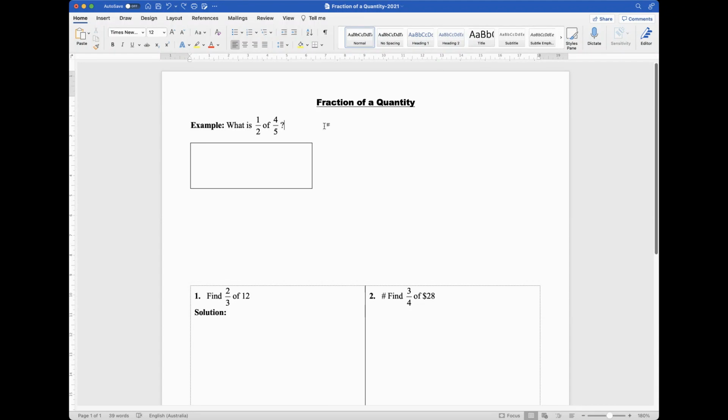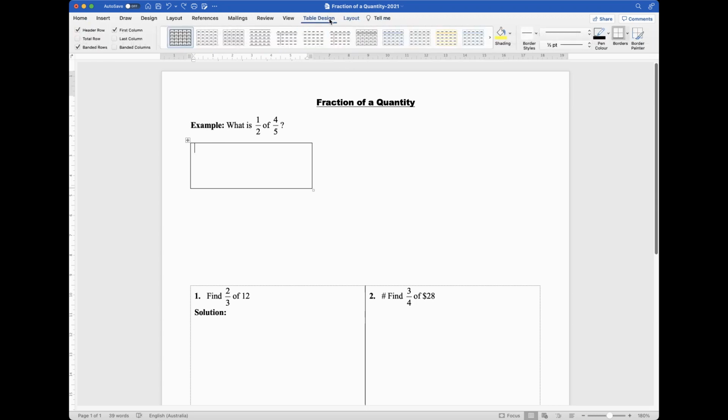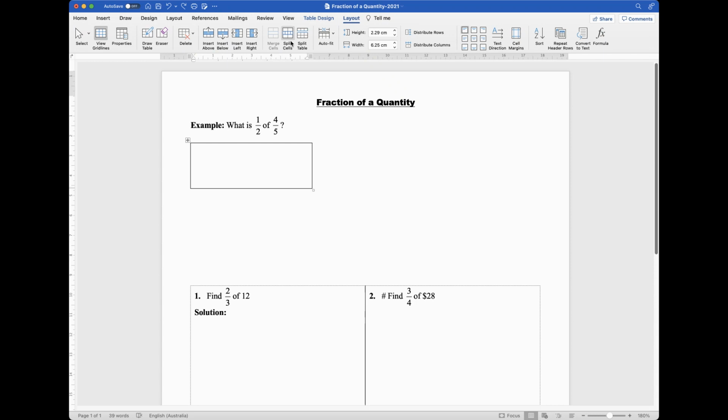Okay, we're going to look at something called fraction of a quantity. The first problem we're going to look at is finding a half of 4/5. Looking at a half of 4/5, this rectangle represents one whole. The first thing I'm going to do is divide that rectangle into fifths. So we'll split those cells into 5 equal parts.